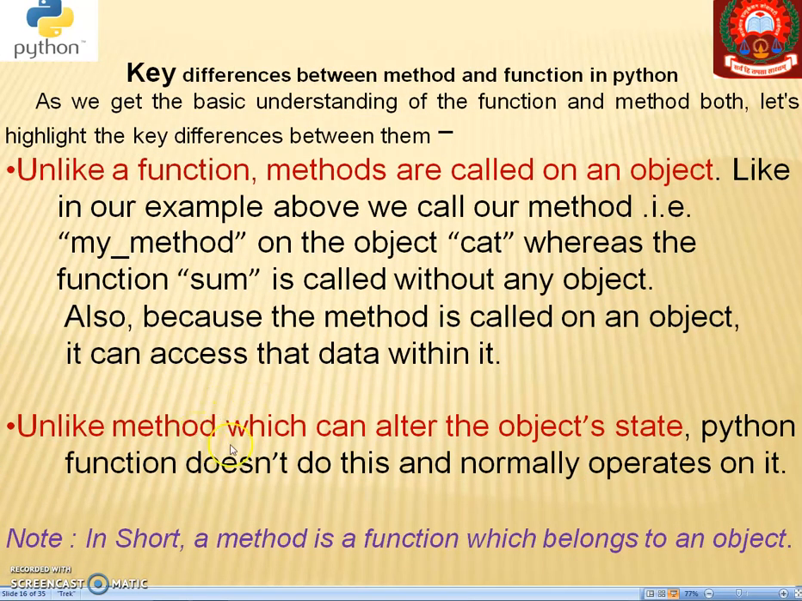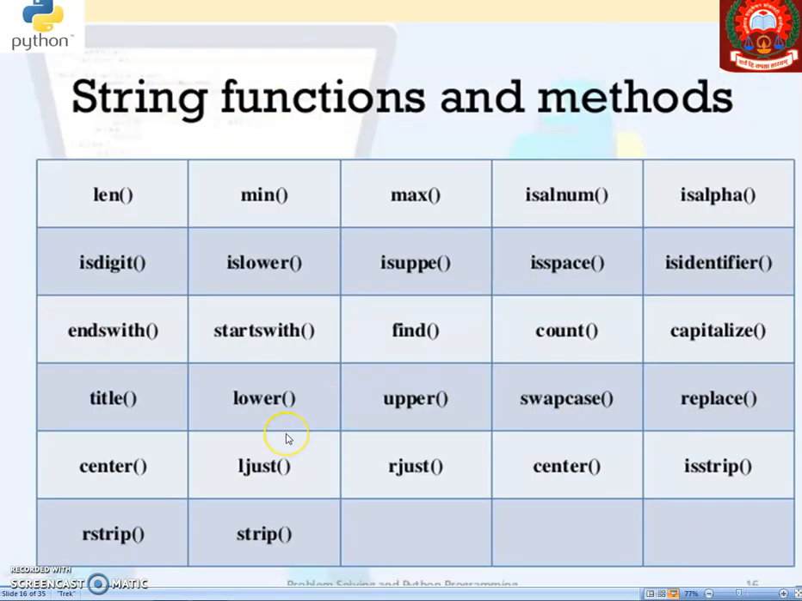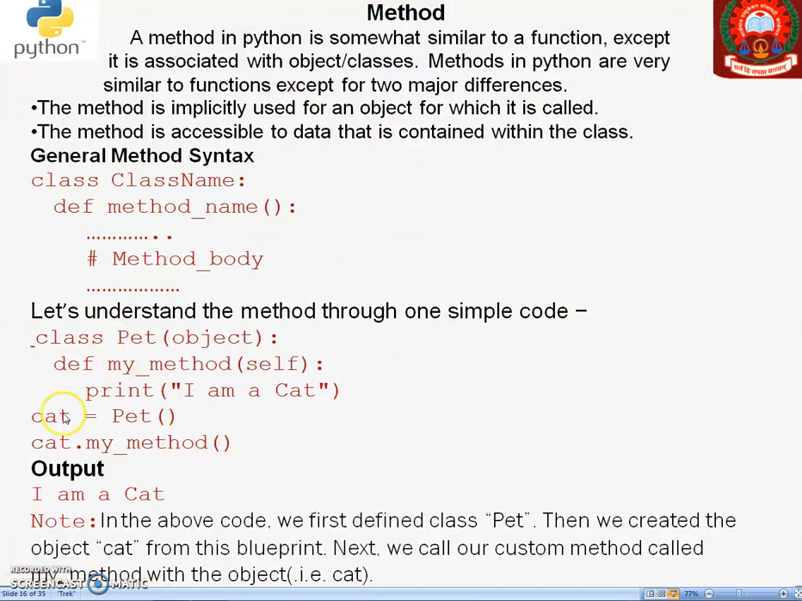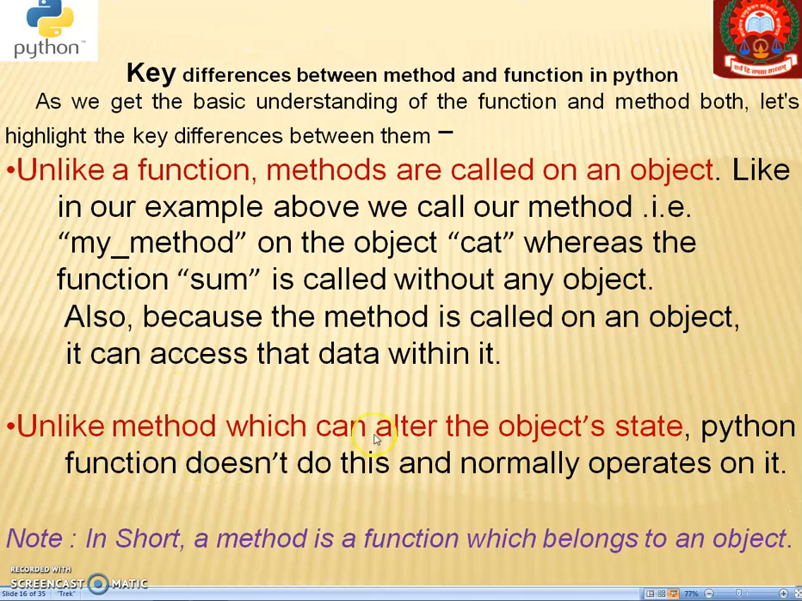So next, unlike a function, a method can alter the object state, which means we can change the object here. Once we have changed the object, whatever object you are going to change, you have to write here. So unlike the method, which can alter the object state, a Python function does not do this and normally operates on it. So that is another difference.